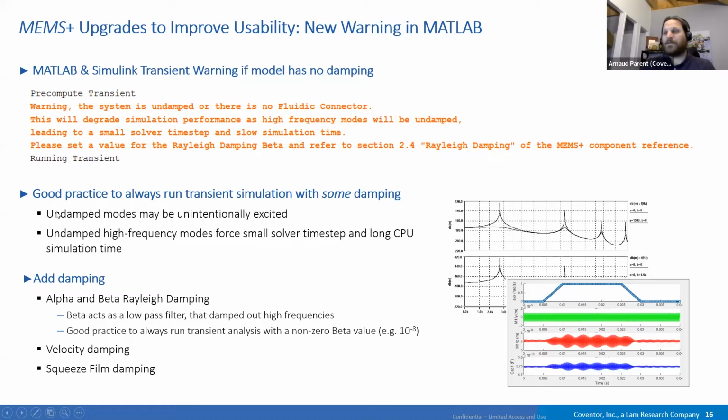It's more than a good practice, because most of the time it is the reason why users have issues with time domain transient simulation. So we implemented a warning, and if you start a transient simulation with a model without Rayleigh damping, you will see the warning, which is an invitation for you to change your model and add Rayleigh damping. Again, it's a warning. If you want to ignore the warning and run the simulation, it's possible.